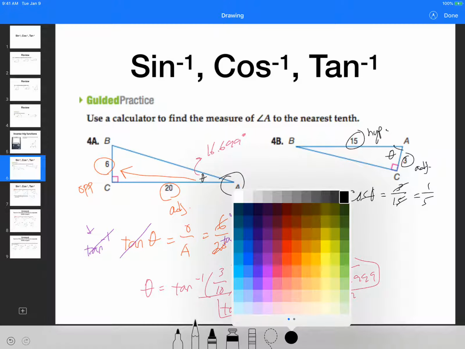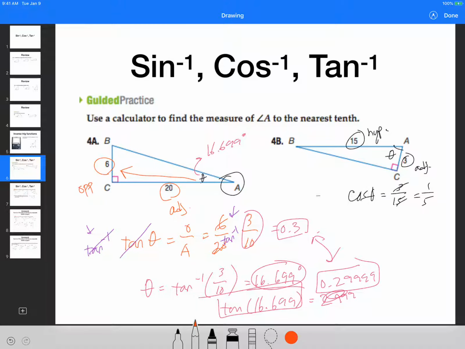Then, to get rid of cosine, we're going to be taking inverse cosine on both sides. These two would cancel out. So your theta would equal inverse cosine of 1/5. I'm going to go to the calculator, type in inverse cosine 1 over 5, close parentheses, and your theta should be 78.46 degrees. That's it.